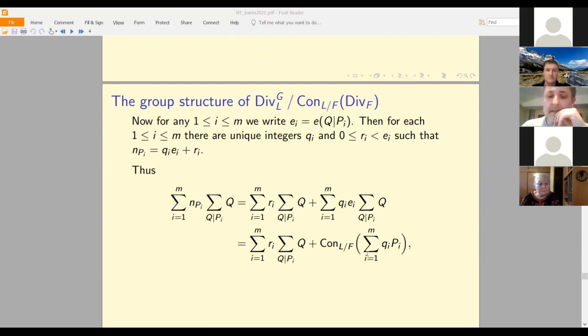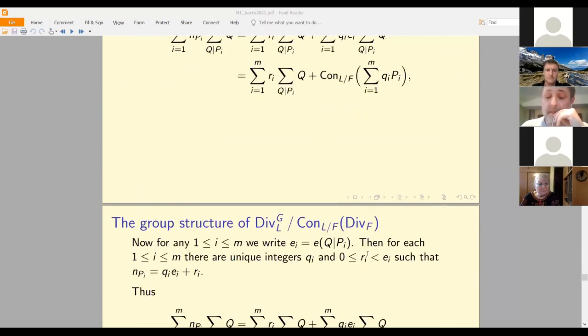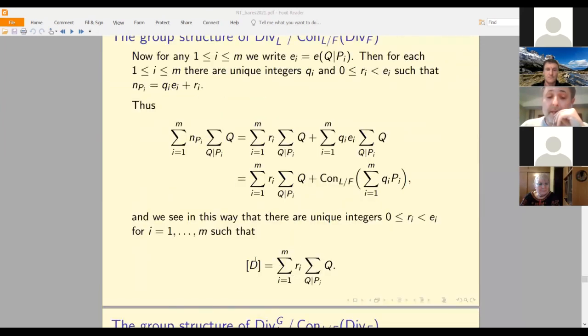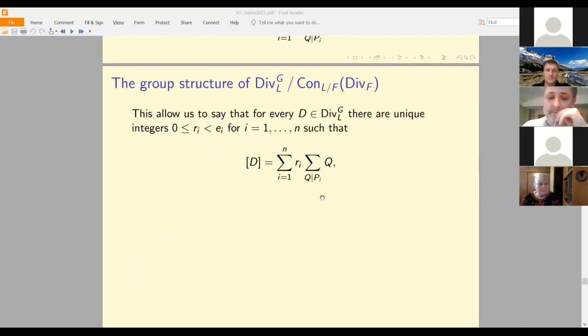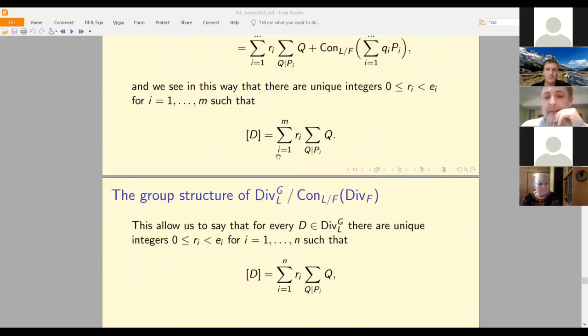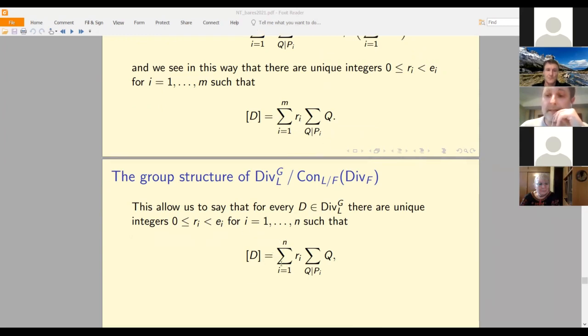So you end up seeing that a divisor fixed by the Galois group has this form in the quotient group, and these integers are unique. This allows you to define a map from the divisor quotient, where i goes from 1 to m. These are the ramified places in the set S, but then you can extend it to all the ramified places, because for the other places that don't ramify, r_i is 0. So you can write the divisor class in this way, and these integers are unique.